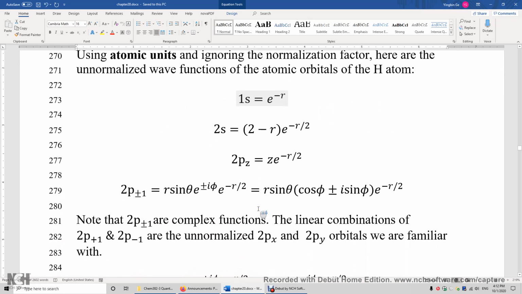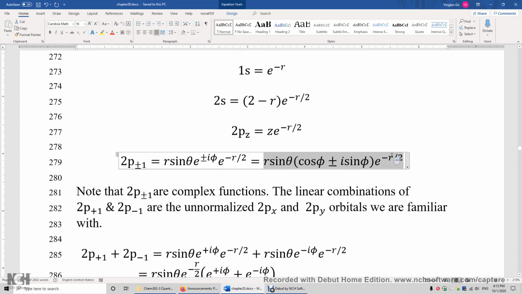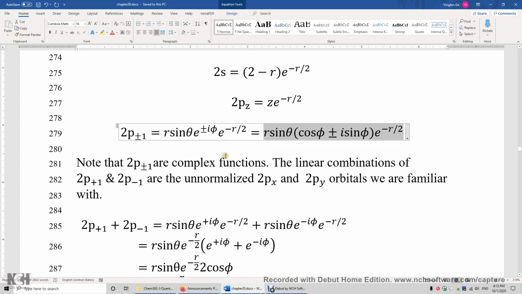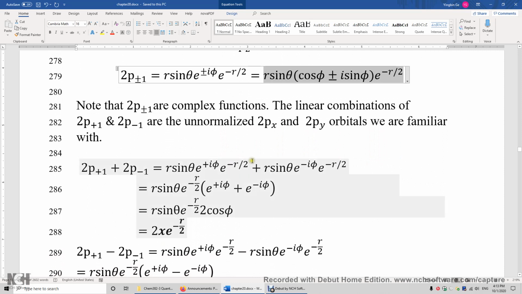Now let's use atomic units. If you look at the atomic units, the wave functions become much simpler. So this is the unnormalized wave function of 1s, 2s, 2pz, and over here, this is a linear combination of 2px and 2py. So I'm going to just do some combination here. I want to show you how we can go from 2p plus minus 1 to 2px.